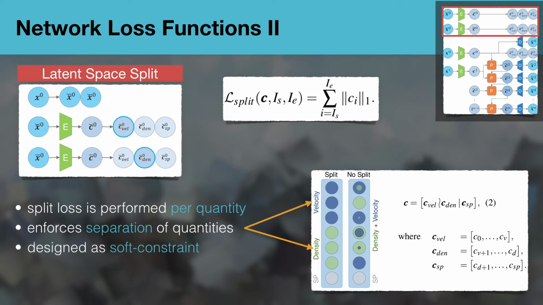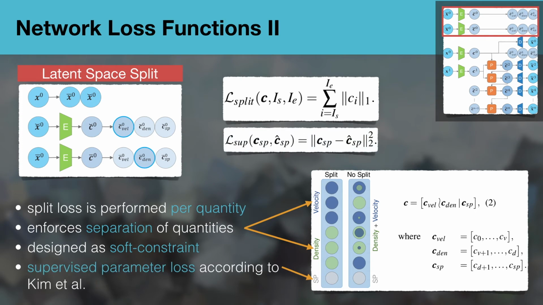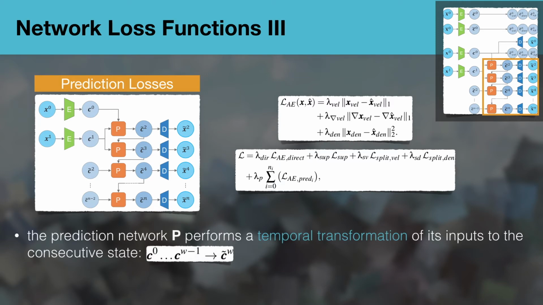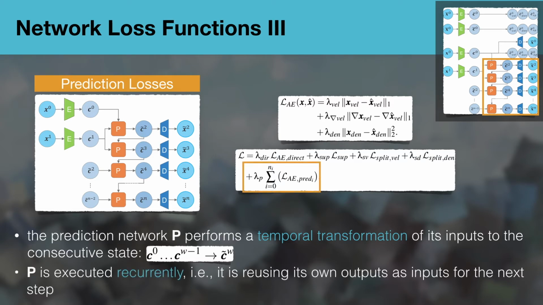Additionally, we include the supervised parameter loss proposed by Kim et al. as the last entry in our latent space. The prediction network performs a temporal transformation of its inputs to the temporal consecutive state. This means an input window of W states is transformed to the consecutive state as shown on the slide. The output of the last transformation is fed again into the prediction network to advance its own predictions forward in time. This means P is executed recurrently by reusing its own outputs as inputs for the next prediction step.